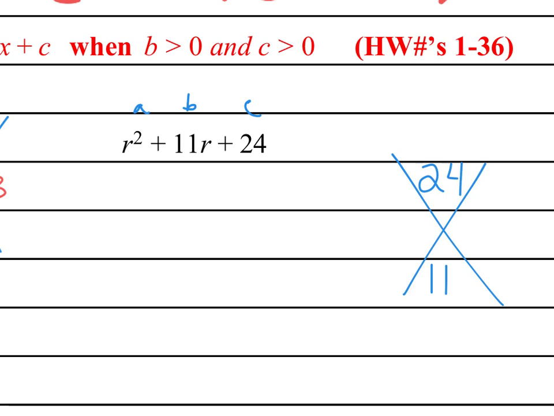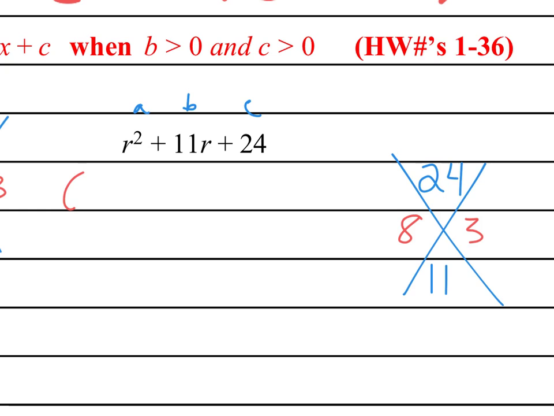6 times 4. Would that add up to 11? No. Okay, so what are some other factors? 8 times 3. That multiplies to 24. Does it add up to 11? Yes, those are your two numbers. So then write your polynomial as two binomials.